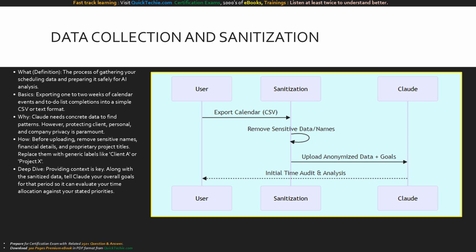For the deep dive, remember that raw data isn't enough. You must provide Claude with context. Tell Claude what your primary goals were for those 2 weeks. This allows the AI to measure your actual time spent against your intended priorities.